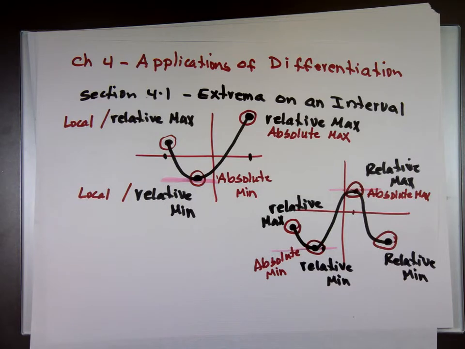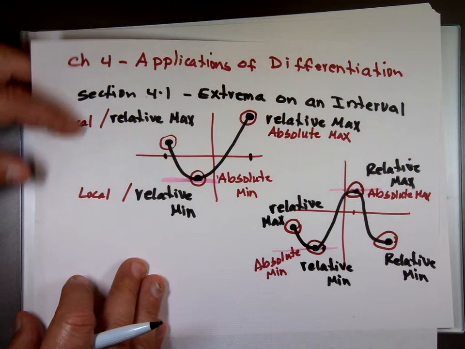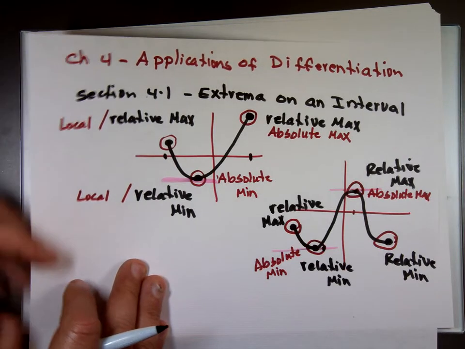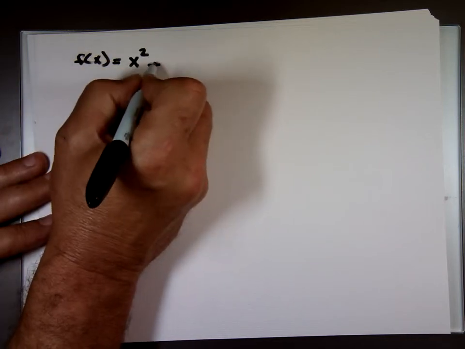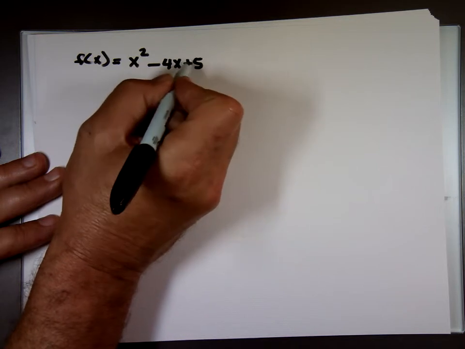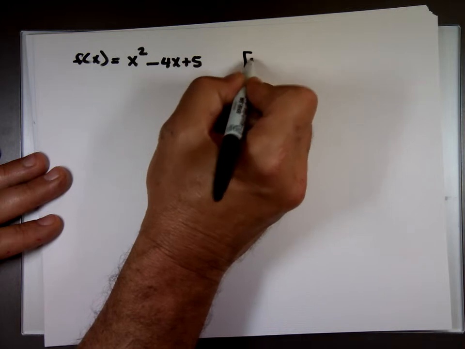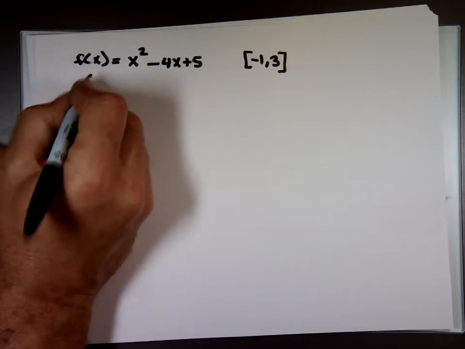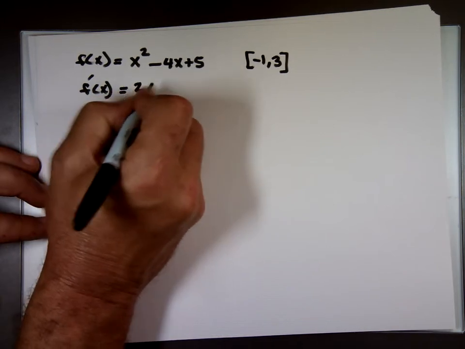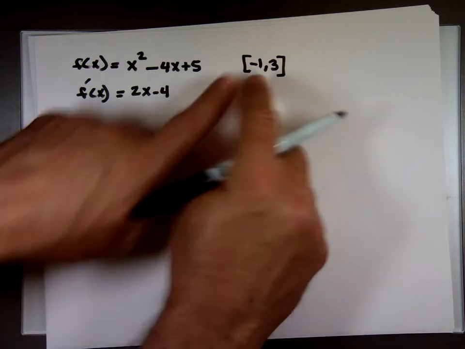Let's take an example without graphing it and see if we can find where the absolute min, the relative min, and max are. f of x equals x squared minus 4x plus 5, and we want it on the interval from minus 1 to 3. What's the derivative of that? Your min and max are going to be either at the endpoint at minus 1 or at 3.